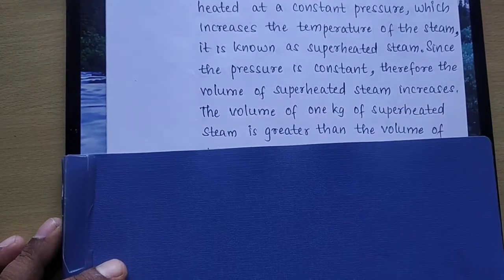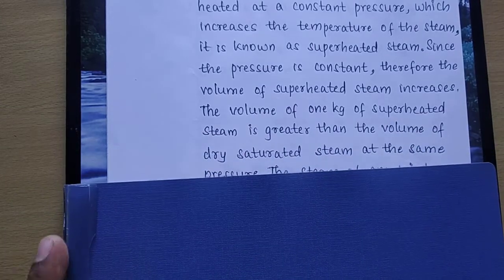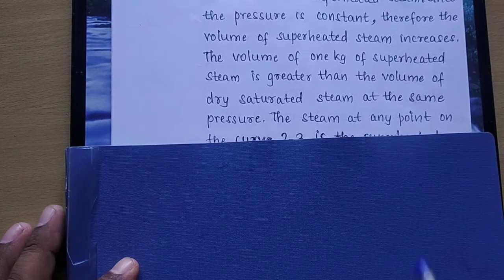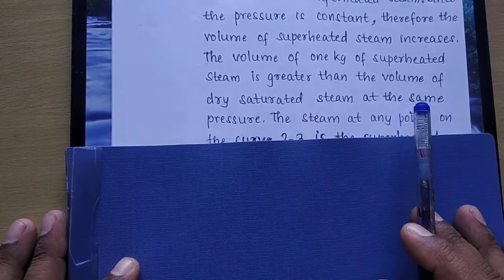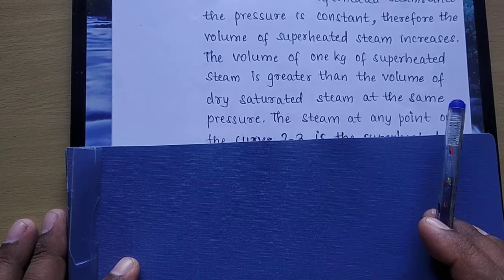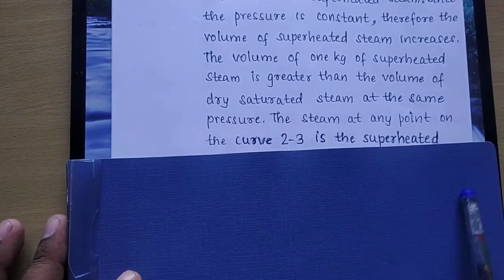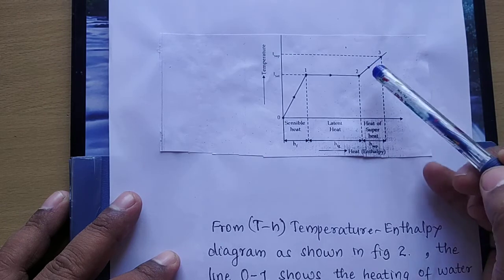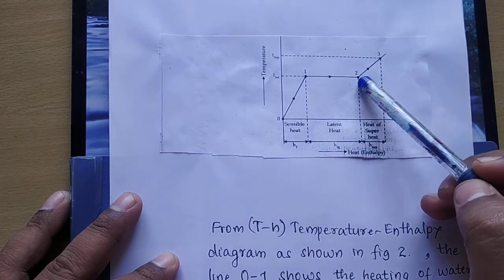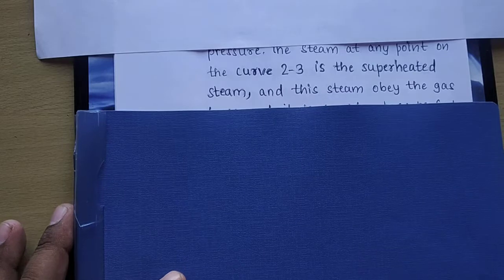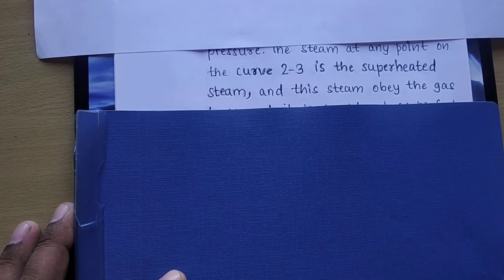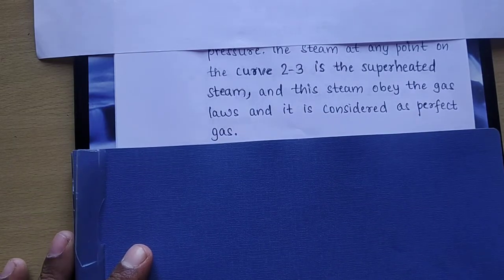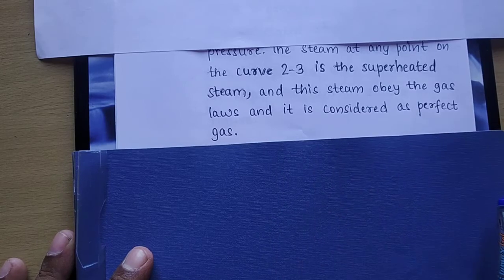The volume of 1 kg of superheated steam is greater than the volume of dry saturated steam at the same pressure. So the volume of superheated steam is always more than that of dry saturated steam. The steam at any point on the curve 2 to 3 is superheated. On the curve 2 to 3, you can see, it is known as superheated steam. And this steam obeys gas laws and it is a perfect gas.